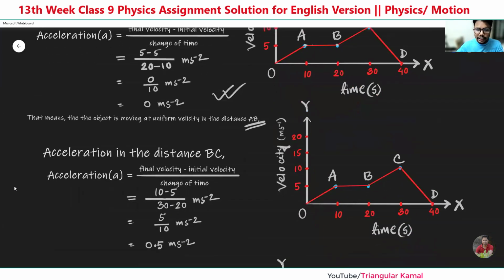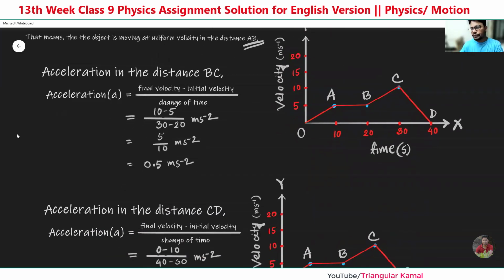Now the next portion is B to C. In B to C, if we look at the graph from 20 seconds to 30 seconds, the velocity increased from 5 to 10. At position B the velocity is 5, and at position C the velocity is 10. That is, there is also a change of velocity, so we will get acceleration. The ending time is 30 seconds, started from 20 seconds. So the change of time is 10 seconds, and the change of velocity is 5. Doing the calculation, this is 0.5 m/s².